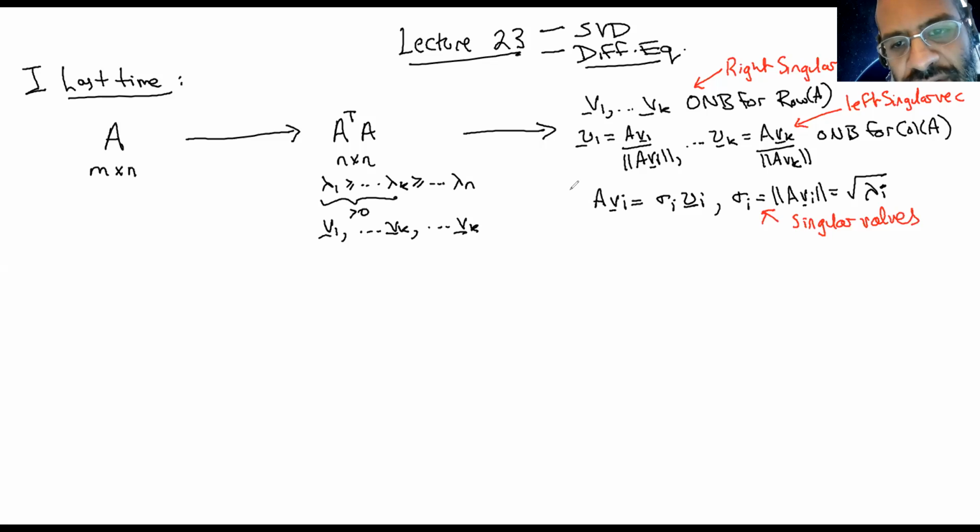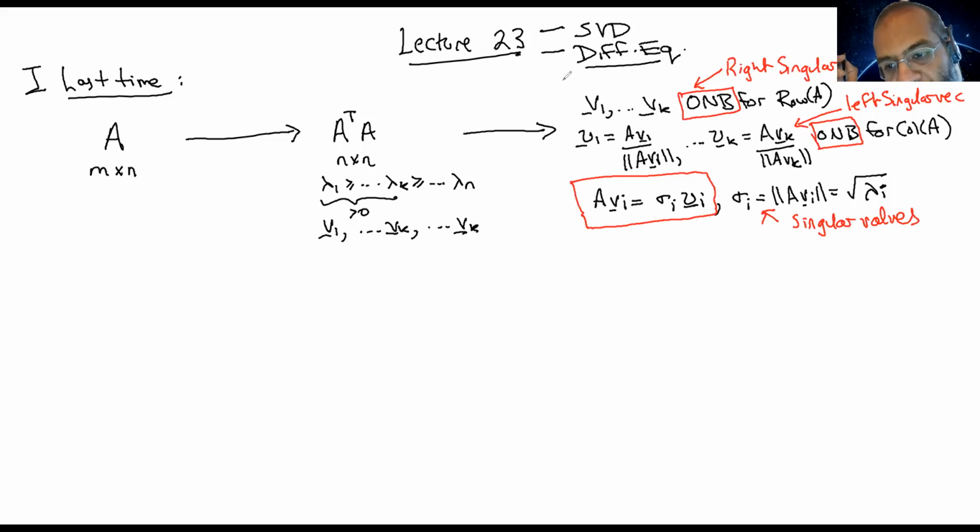The key equation relating the left and right singular vectors and the singular values is this, as well as the key property that these are both orthonormal bases. This is what's special. So if you write this information in matrix notation, which we did at the end of the last lecture. Oh yeah, somebody asked, are all the eigenvalues non-zero? Yes, all are non-negative, but the first k are strictly positive.